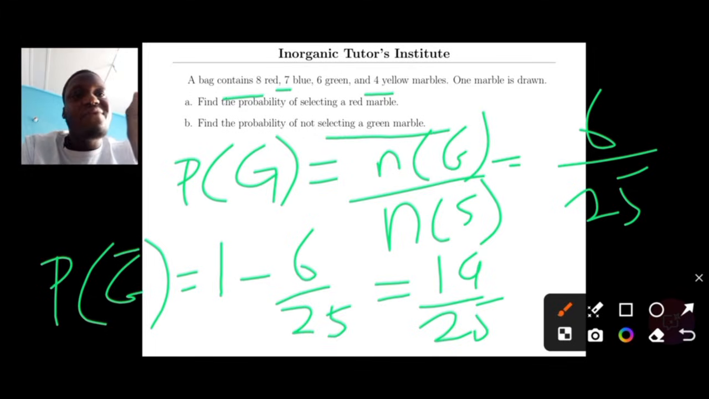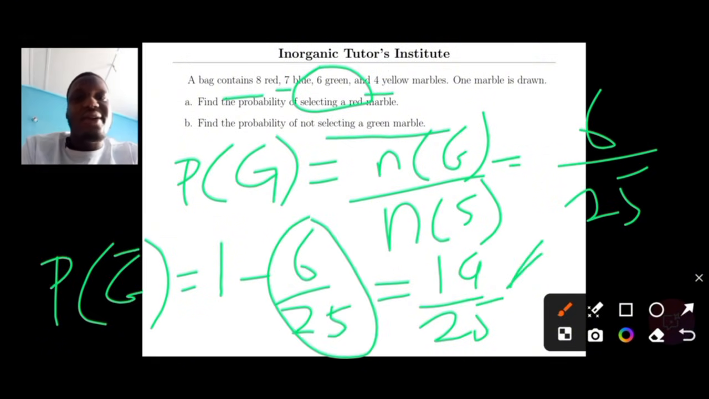So in this question, you can just find the probability of being a green marble, which is directly 6 over 25. Then you find the probability of not being green as 1 minus being green, which is 1 minus 6 over 25, which is 19 over 25. Okay, good.